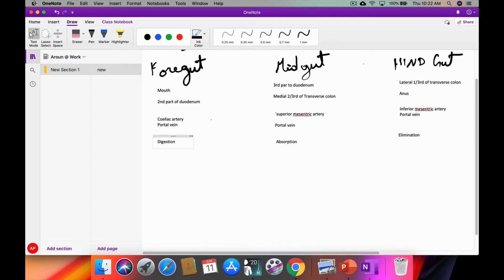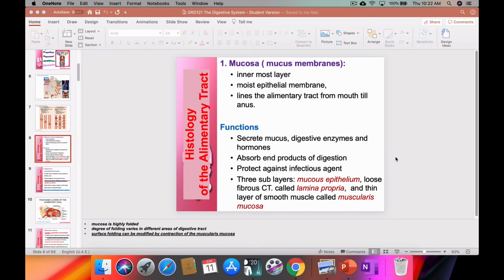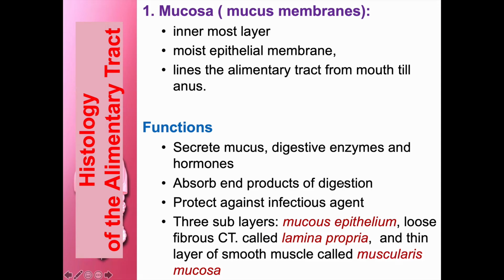Okay, now let's go to the layers of the GI tract. The innermost layer is called the mucosal layer. This mucosal layer is very interesting. The innermost layer has epithelium. Most of the GI tract has columnar epithelial cells, but the esophagus alone has stratified squamous epithelium, that is multiple layers of epithelial cells, because food is rubbing the esophagus more. Due to repetitive rubbing, more cell layers are present to prevent damage.